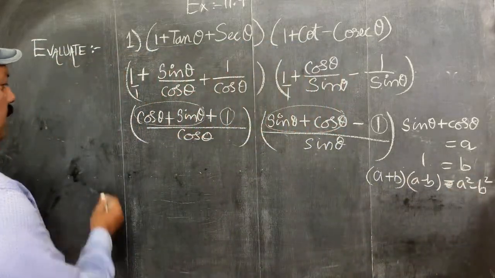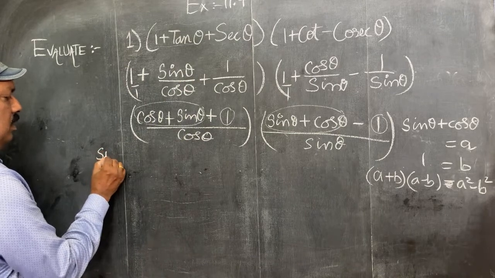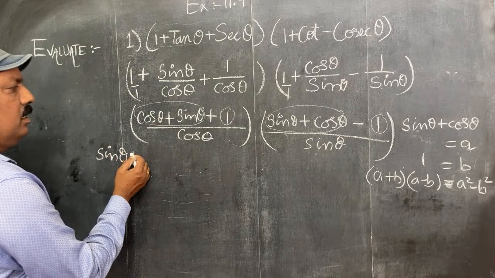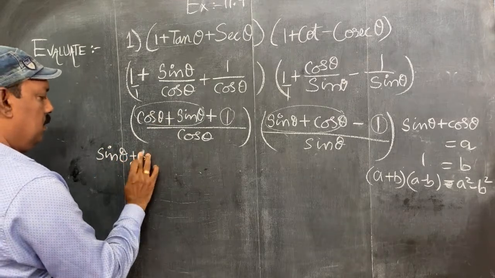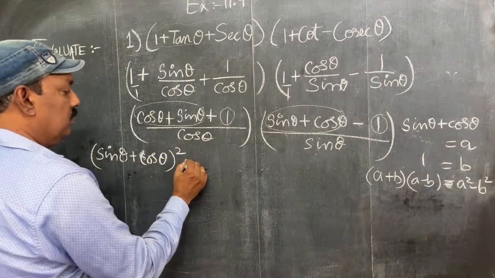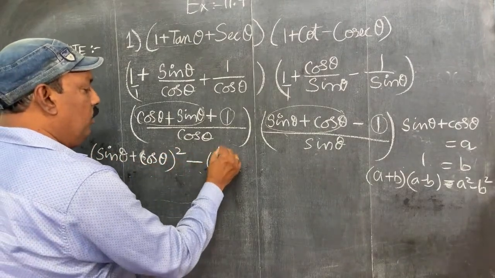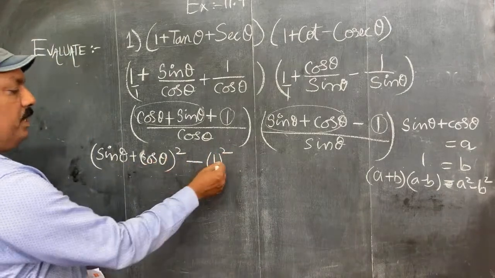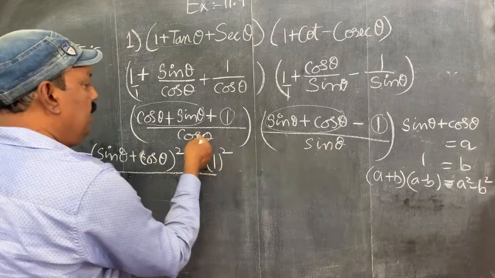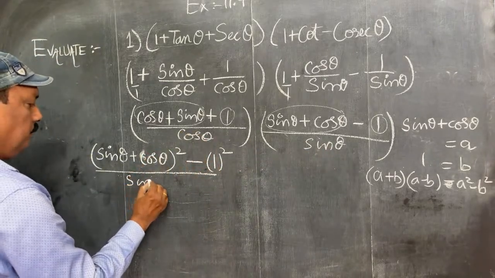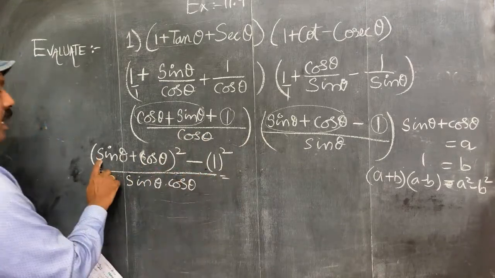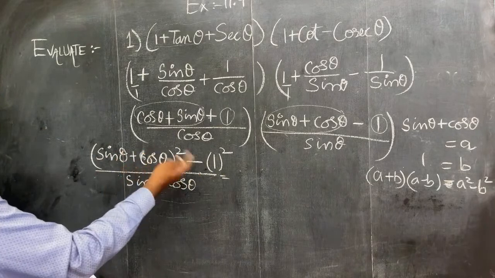So here A is sin theta plus cos theta, that whole square. That is the A. What is the B here? 1. 1 is the B. A square minus B square, that is the format we got. And the denominator will be sin theta into cos theta. Now again this is undergoing further expansion.